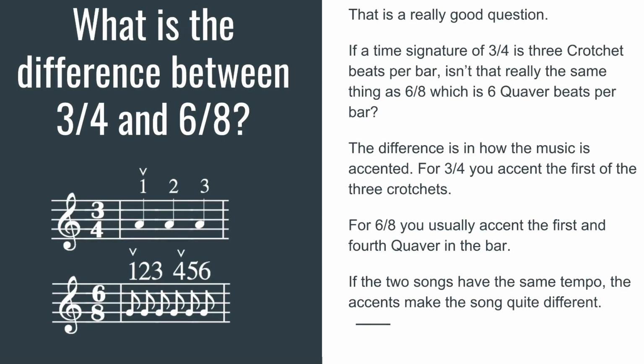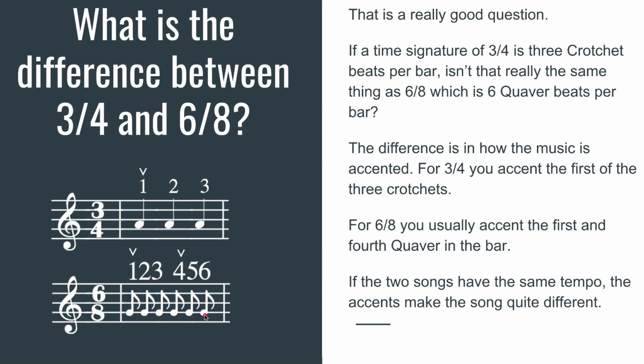Now, what's the difference between 3/4 and 6/8? Let's have a little look. The most important part is where the accent is in the beat. 3/4 is 3 crotchet beats per bar. So 3 of these, 3 crotchets, 1, 2, 3. 6/8 is 6 eighth notes, 1, 2, 3, 4, 5, 6.